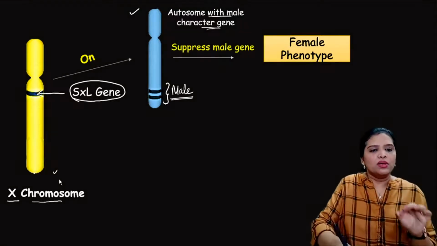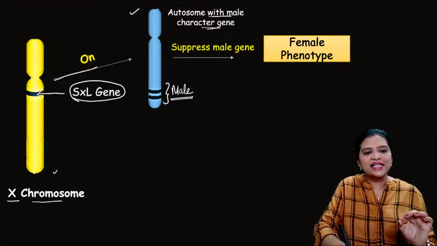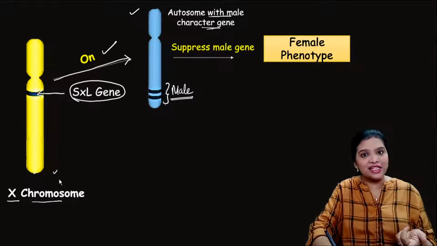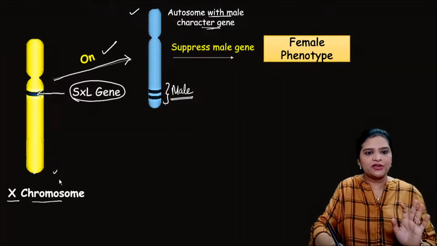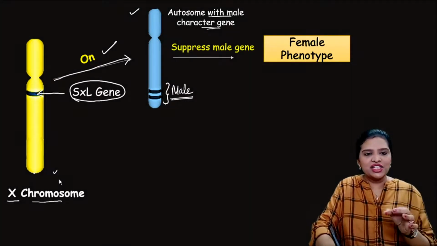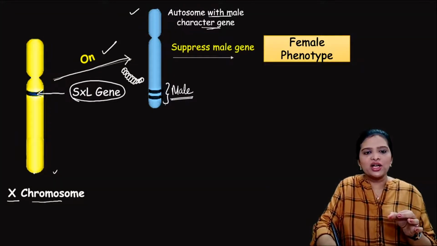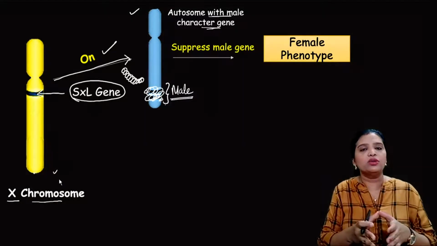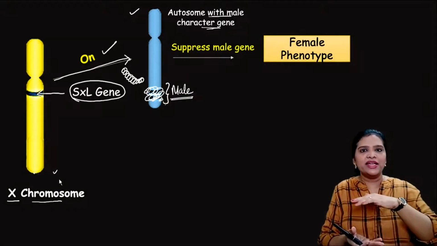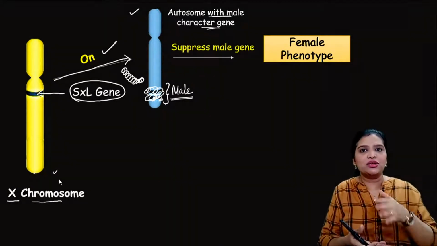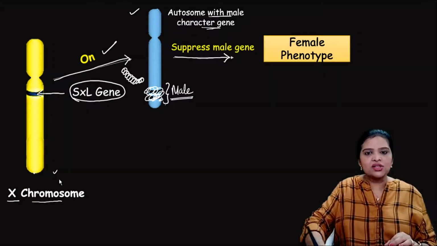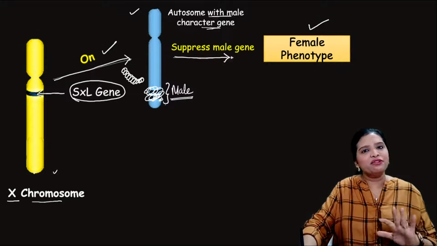Now the first option is if the sex lethal gene present on the X chromosome is in the on mode, that means when it is expressed. What is the product of the gene? Any gene codes for protein, right? So this sex lethal gene produces a protein which binds and inhibits the expression of the male region on the autosome. It suppresses or stops the expression of the male region on the autosomes. As a result, the male character is not expressed. So the Drosophila will be a female fly.